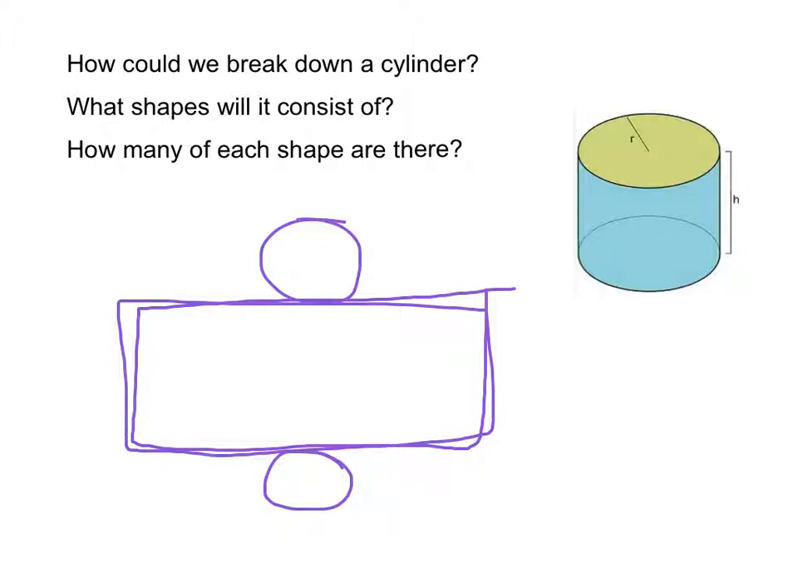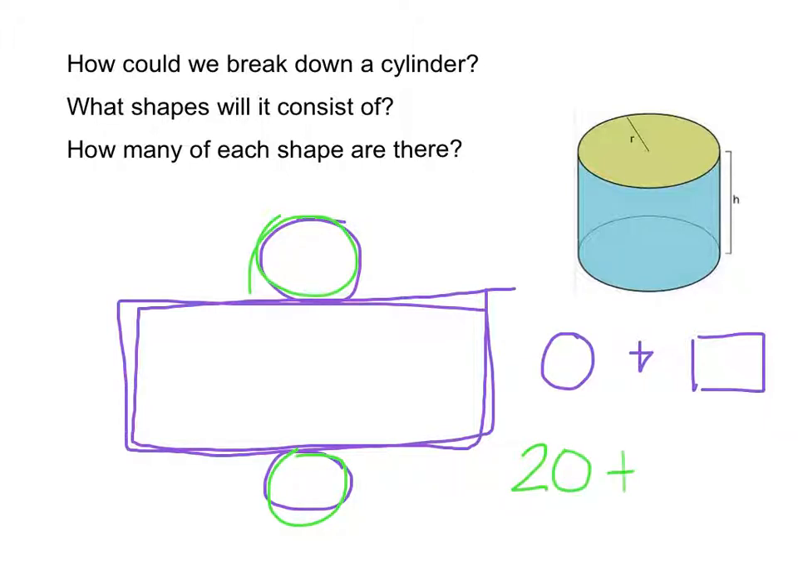And so all we have are circles and rectangles. And so if we're going to say how many there are, we would find the area of 2 circles, and we would add it to the area of our 1 rectangle. And that would give us the surface area of our cylinder.